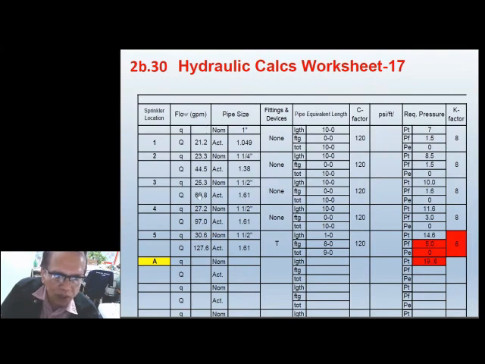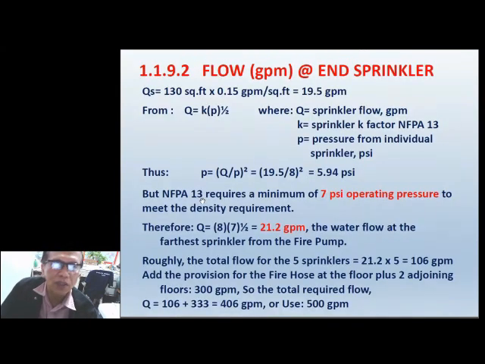So if you add all this output, or volume of water coming out from the 5 sprinklers, you will get 127.6 GPM, gallons per minute. And again, the pressure is 19.6. That is how it is in hydraulic calculation. So I'm showing you here a portion of the hydraulic analysis.